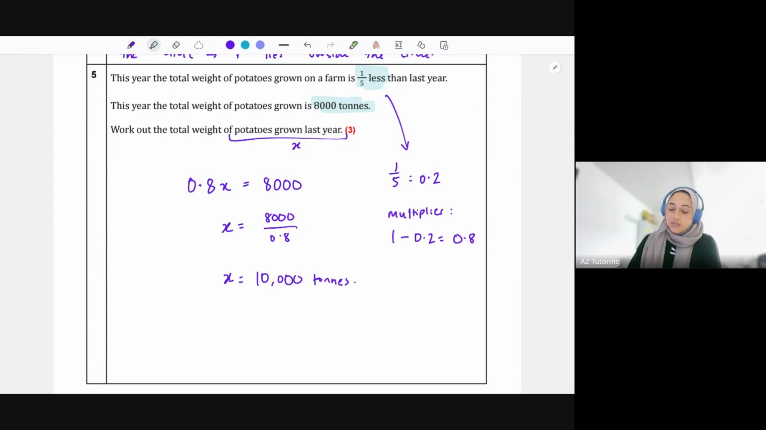Always make sure your answer makes sense. If I've got the total weight of potatoes grown last year to be 10,000, and then this year it's gone 1/5 less, so 20% less, it's then become 8,000 tons. So my answer does make sense. If I ended up getting a number less here, then I know I've gone wrong somewhere. Well, that was a nice little multiplier question.